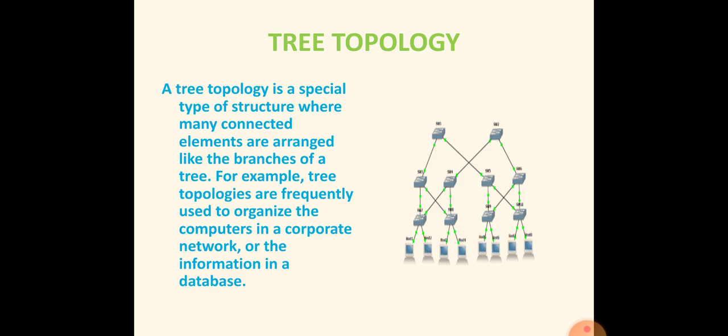The next one is the tree topology. In tree topology, a group of star configured workstations are connected to a linear bus backbone cable. A tree topology is a special type of structure where many connected elements are arranged like the branches of a tree. For example, tree topologies are frequently used to organize the computers in a corporate network or the information in a database. It is particularly suitable when the network is widely spread and vastly divided.